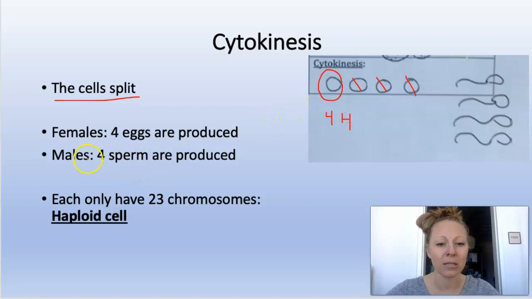And for males, 4 sperm are produced. So 23 chromosomes here, 23 here, 23 here, 23 here. So 4 haploid cells are formed. This is important because they have half the amount of DNA as a regular body cell, so that when a sperm fertilizes an egg, it is going to be able to have the appropriate 46 chromosomes.